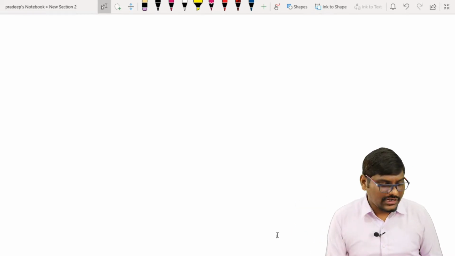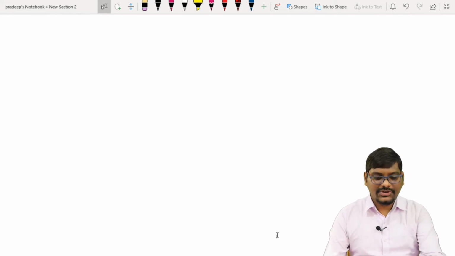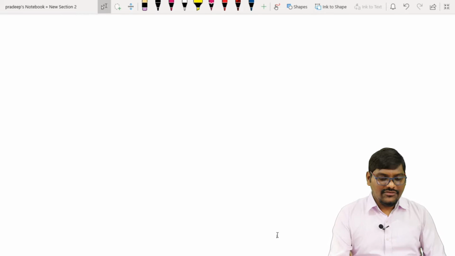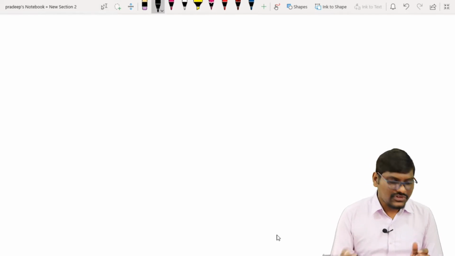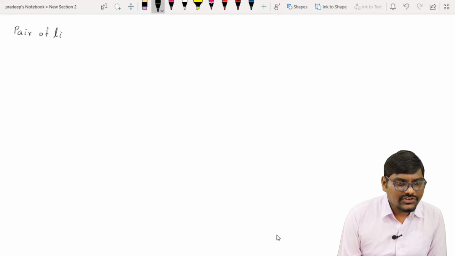So let's go forward. Before going for the exercise problems, we'll see properly what the chapter is saying, and we'll see a very clear introduction here. So as I said, we are saying pair of linear equations in two variables.